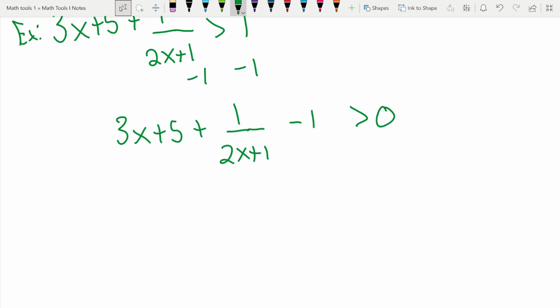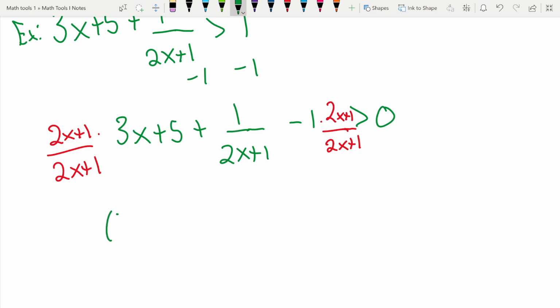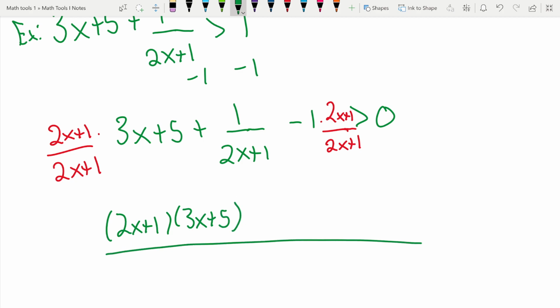So here the only denominator is 2x plus 1. So we'll go ahead and multiply everything by 2x plus 1 over 2x plus 1. Or at least the terms that aren't already over 2x plus 1. Okay, so we get 2x plus 1 times 3x plus 5. And this is all going to be over 2x plus 1. So that's from the first term. Plus 1, that's from the second term. And here minus 1 times 2x plus 1. Okay, and that's greater than 0.